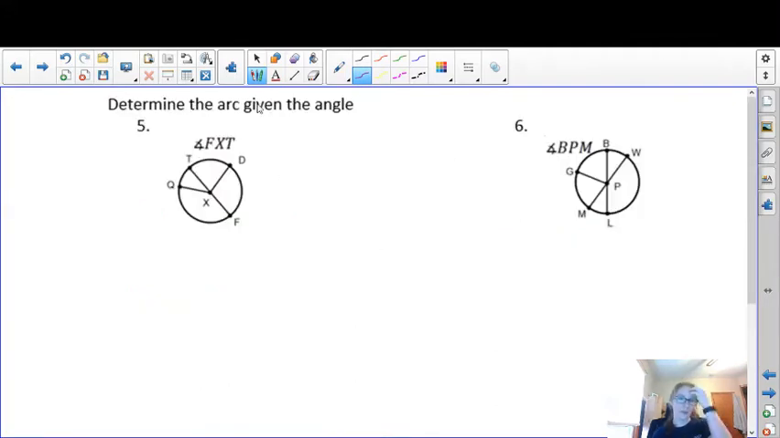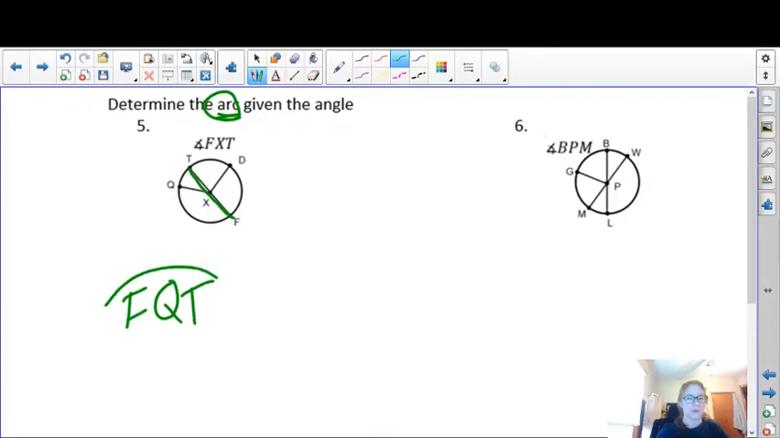Number 5, determine the arc given the angle. So what we're going to do is trace the angle to see what arc is attached to it. So we have F to X to T. If you notice, that turns out being a semicircle, so there's lots of different answers we could have. And remember, an arc, which is what we're asked to describe or name, goes around the circle, not through it. So we could have F, Q, T, or we could have F, D, T, or some variation. Remember, we can go backwards and forwards in the same thing.